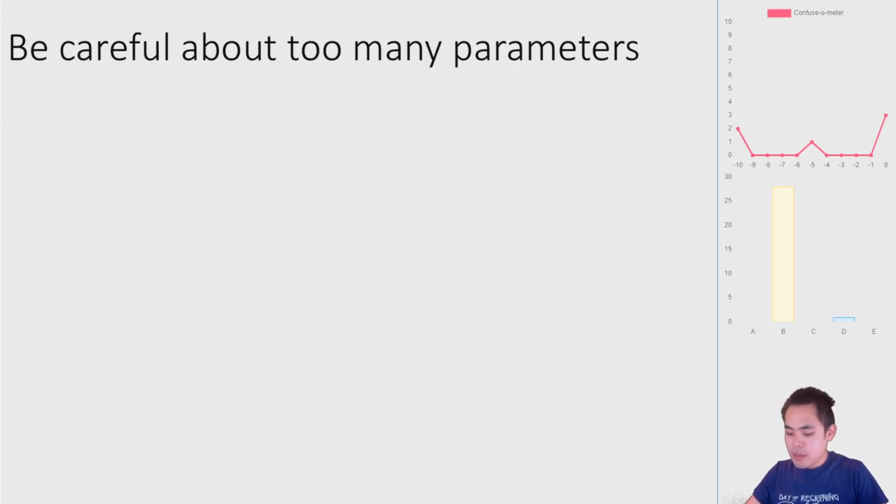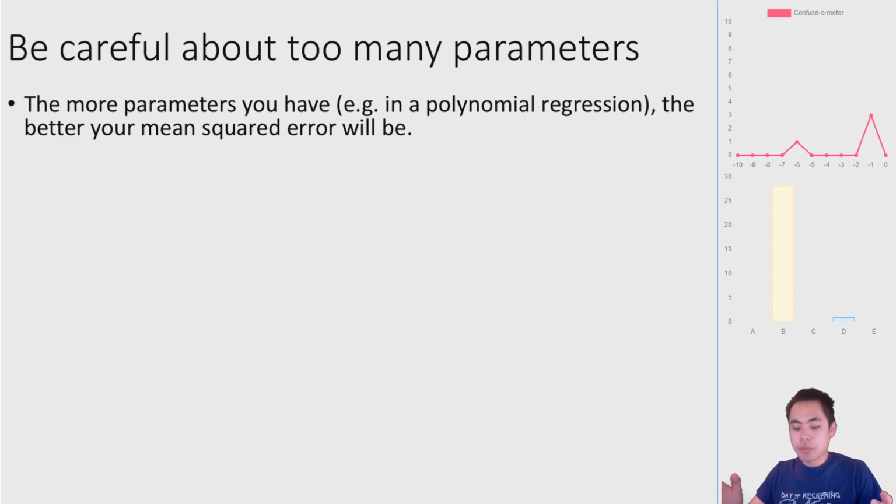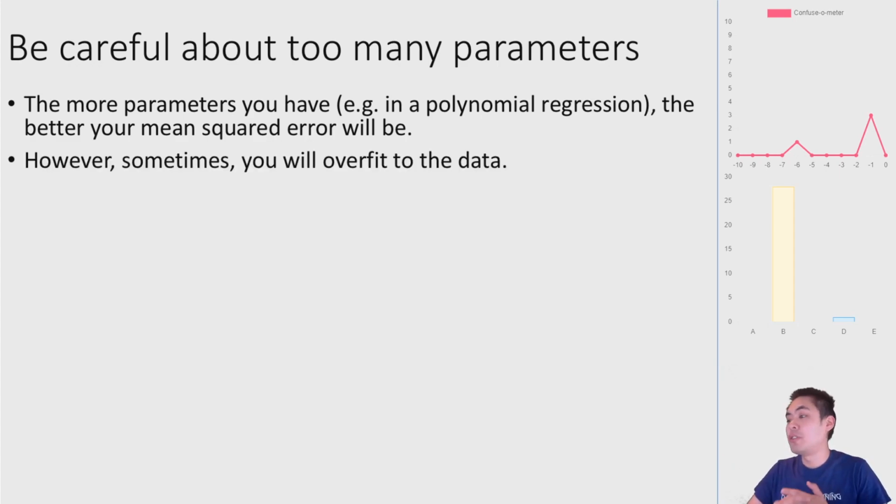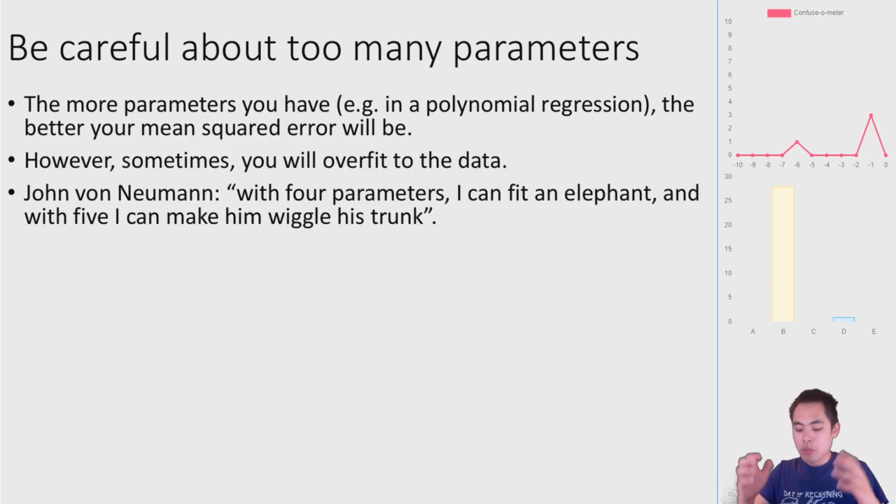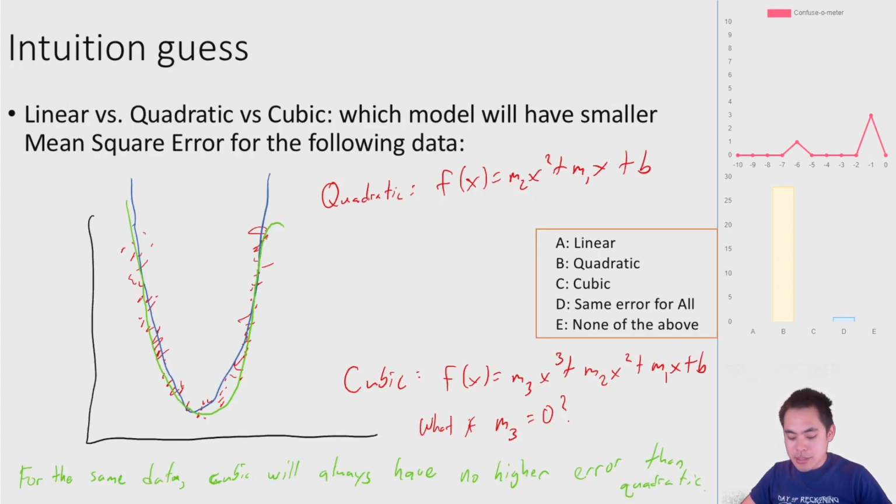The more parameters you have, for example, in polynomial regression, the better your mean squared error will be. This is because sometimes you will overfit to your data, as Sarah is asking. There's a famous quote by John von Neumann, with four parameters, what was the answer? The answer here was C. For the same data, a cubic model will always have as low a mean squared error as a quadratic model, because cubic models include all quadratic and all linear models. And a quadratic model will always have a lower or equal mean squared error as a linear model.